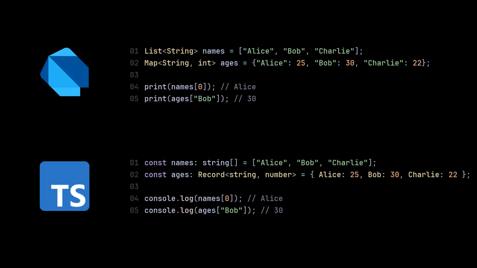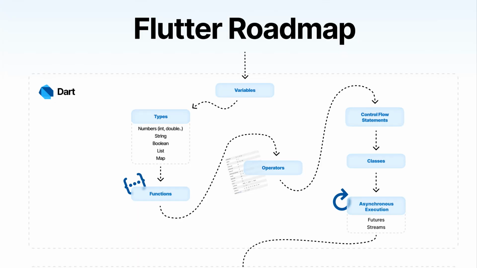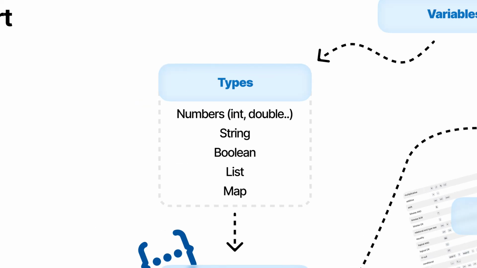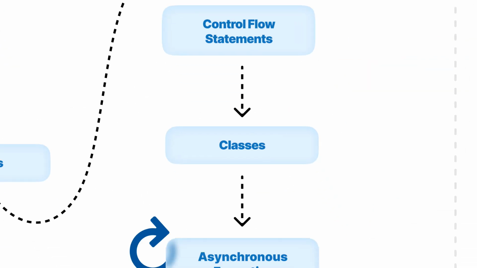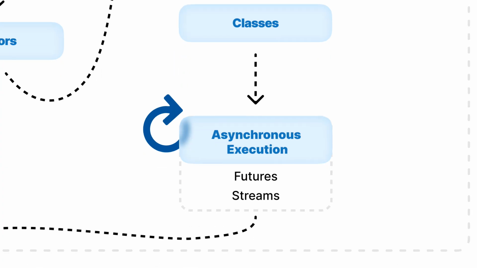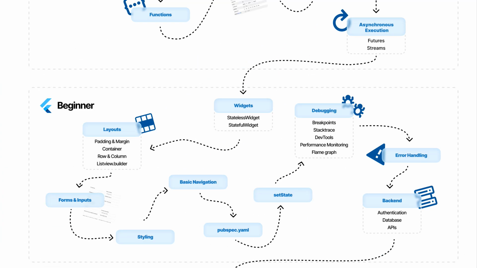If you have programmed in other languages, especially other object-oriented languages like TypeScript, you might be able to skip this initial section, since Dart has a very similar syntax, but it would be worthwhile to skim through the syntax to make sure. The Dart concepts you need to understand before you start learning Flutter are variables, types, functions, operators, control flow statements, classes, and asynchronous programming using futures and streams. Once you are comfortable with all of those, we are ready to learn Flutter.